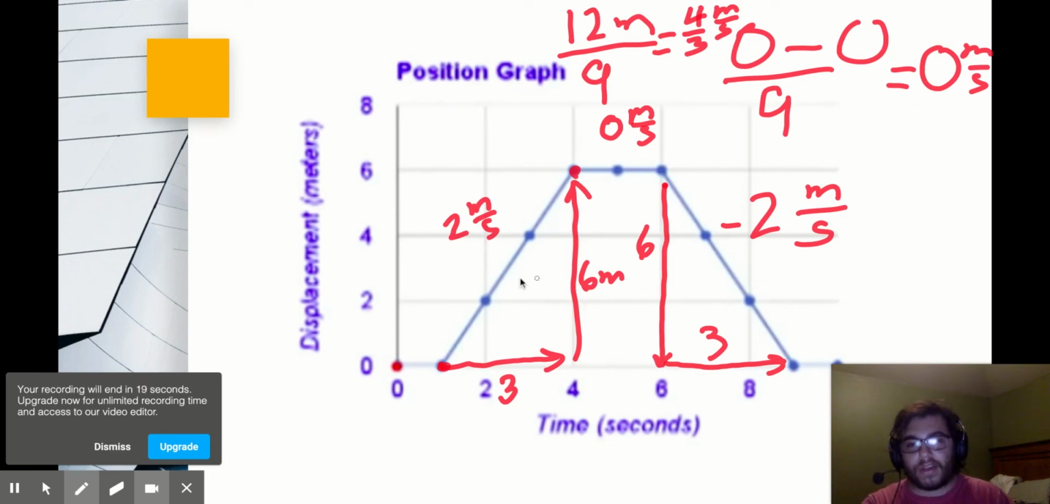Other way of doing it is you can add up all the different velocities of the different sections. So you can do 2 plus 0 minus 2, and you get your same answer. Okay. Go to the next problem. Do the math.